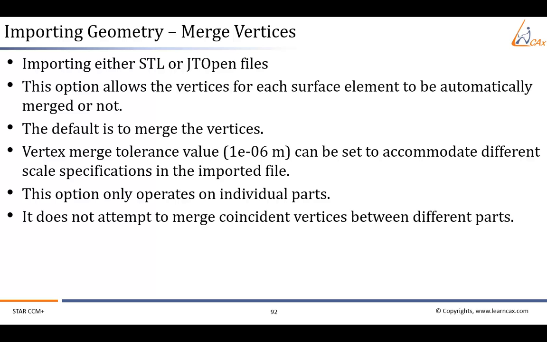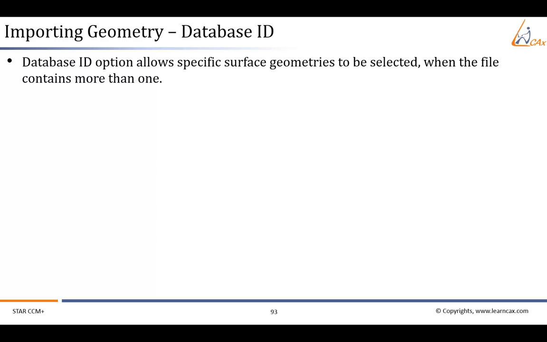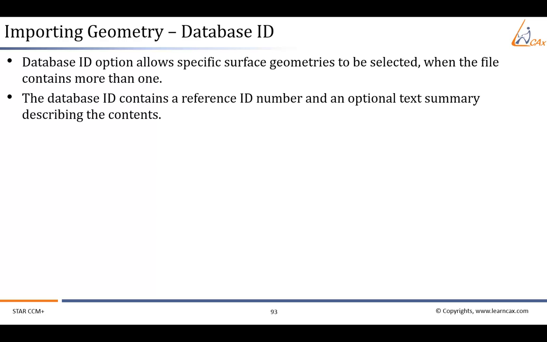The next option is the database ID. When a ProStar database file is imported, the database ID option allows specific surface geometries to be selected when the file contains more than one. The database ID contains a reference ID number and an optional text summary describing the contents.